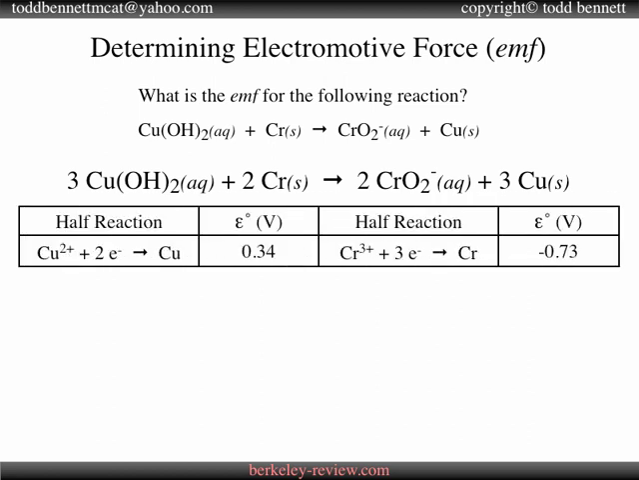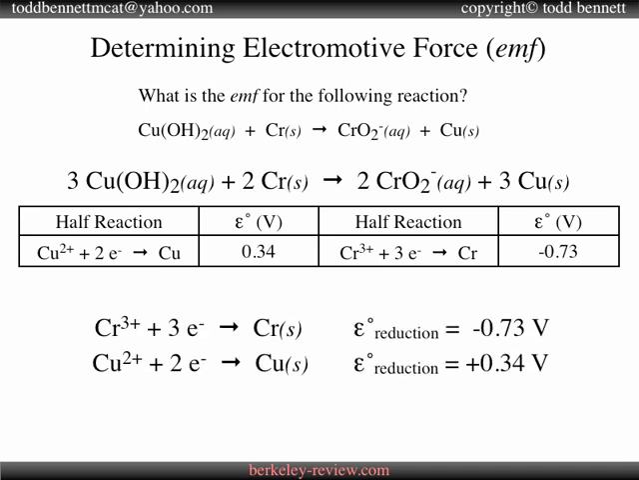So copper is a positive 0.34 when it's reduced. Chromium's a negative 0.73 when it's reduced. As written, chromium is being oxidized. Copper 2 plus is being reduced. So because of that, I need to reverse the chromium reaction from the table. And as you know, when you reverse a reaction, you change the sign. So go ahead and reverse it. So now I have chromium metal going to Cr3 plus. Its oxidation is a positive 0.73.